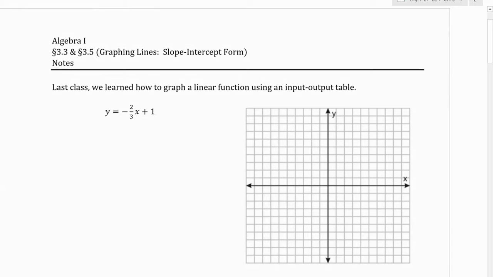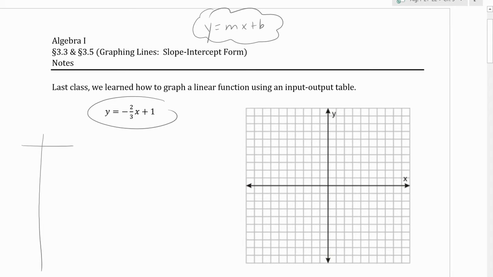So first, let's do a t-chart and figure out what this function is going to look like. I know it's a function because no matter what I put in, I'm only going to get one answer out. And I know it's a linear function because it can be written in this form right here. Remember, my x is my independent variable, y is my dependent variable.